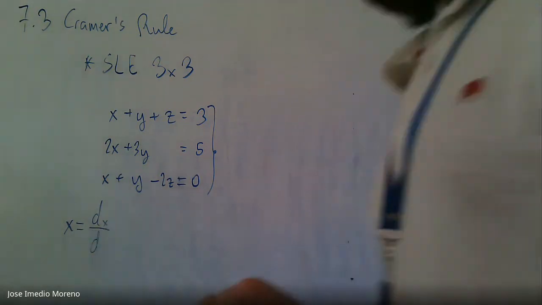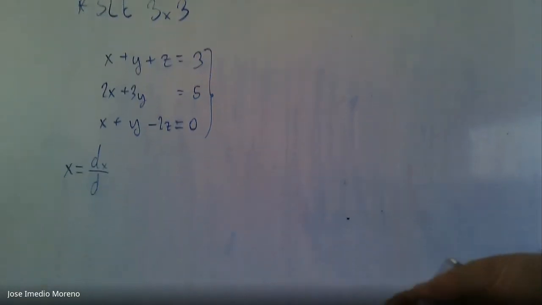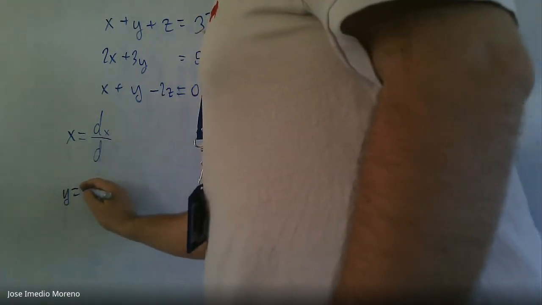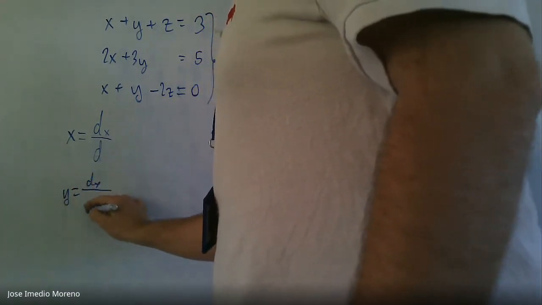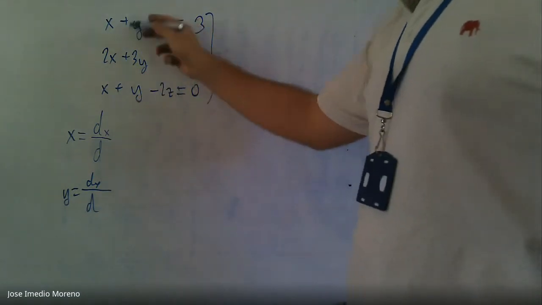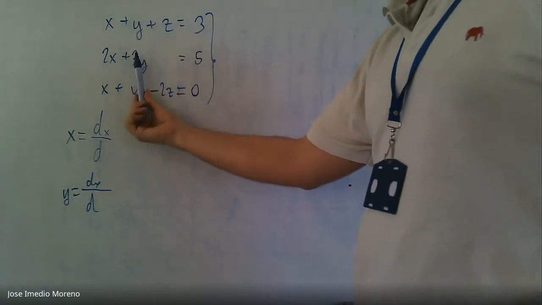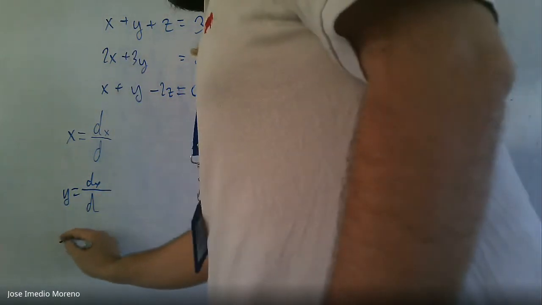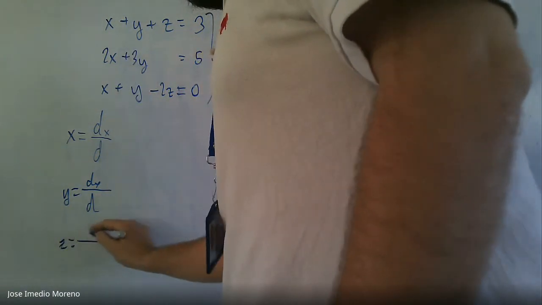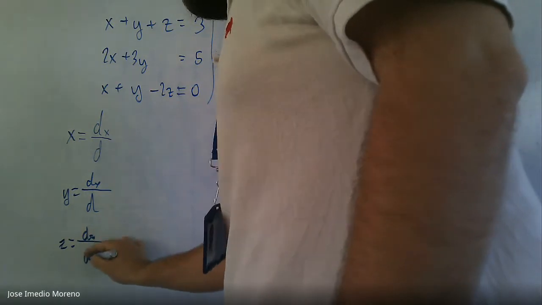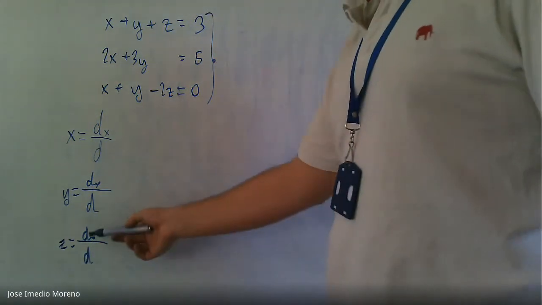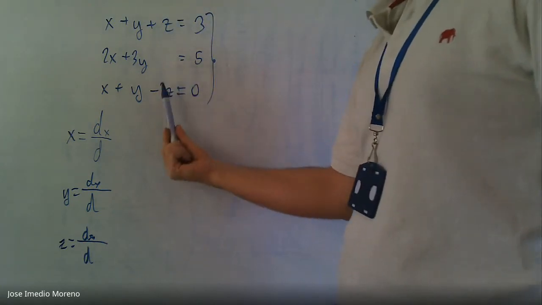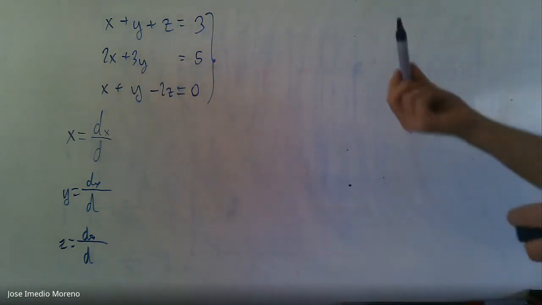I will also have y, which is D sub y divided by D. D sub y is the determinant replacing the column in the middle, the one that corresponds to the coefficients of y. And then z will be D sub z divided by D. Once again, D sub z is the determinant replacing the third column, the one that corresponds to the coefficients of z.